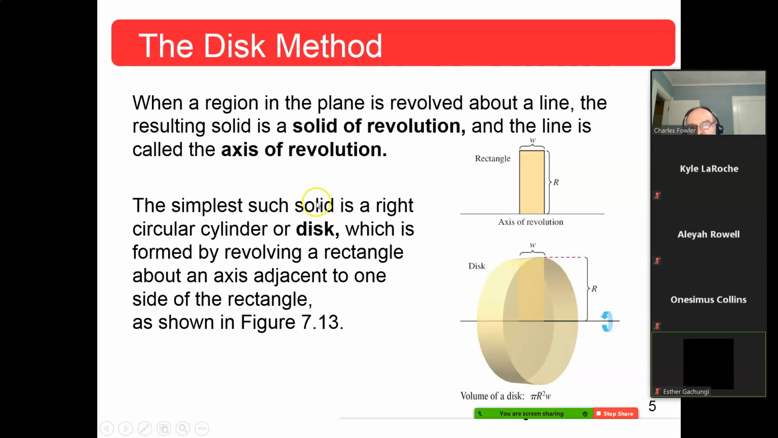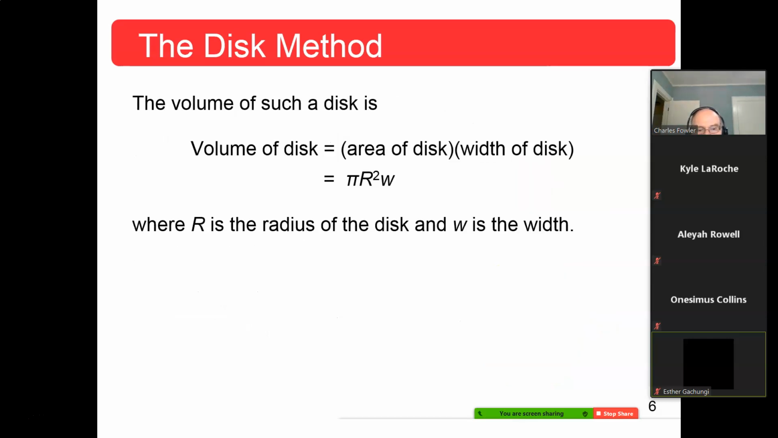The simplest such solid is a right circular cylinder or a disk, which is formed by revolving a rectangle about an axis adjacent to one of the sides of the rectangle. We chose the bottom side here. You could have chosen the top side, you could have chosen the left side or the right side. We chose the simplest, the bottom side. Revolve it around, you wind up with a disk. Now, let's think about the volume of that. Oh, they already thought about it.